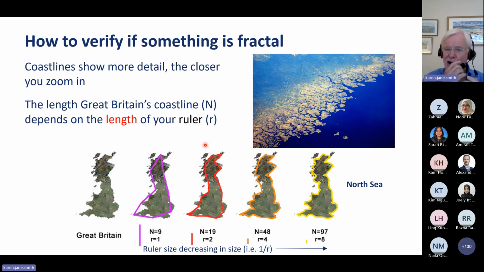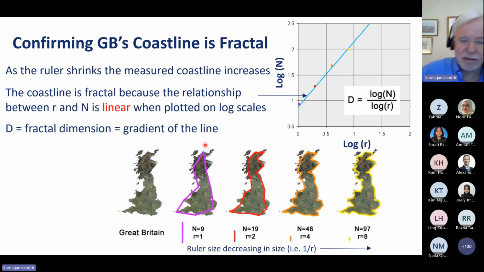So let's have a look at one of our favorites, the cross plot. Now, if we plot the coastline of Great Britain as determined by our ruler, against the ruler, again on log scales. So on this scale here, we've got the length of the ruler R. And on this axis, we've got the length of the coastline determined from that ruler. These are the different colors, these four, and they're plotted here. And what you notice is that they're all on a straight line. And this line gradient is the fractal dimension.